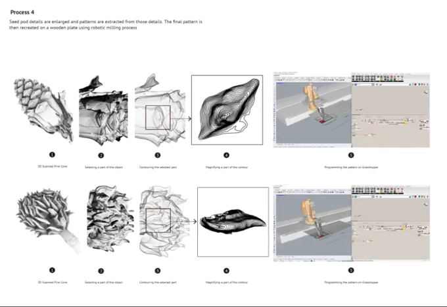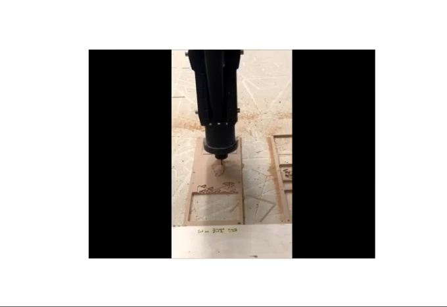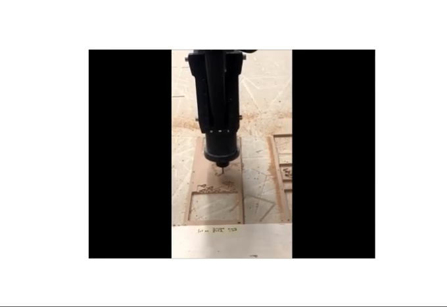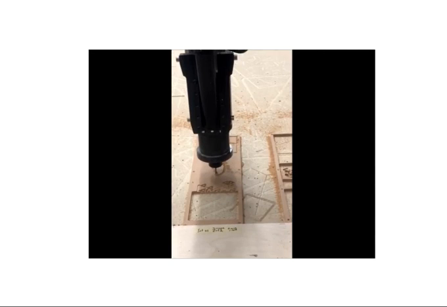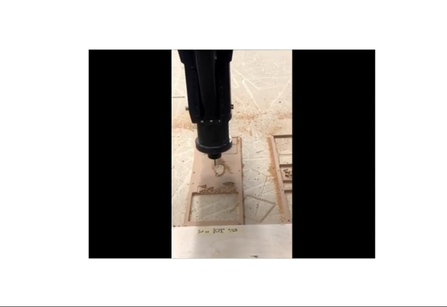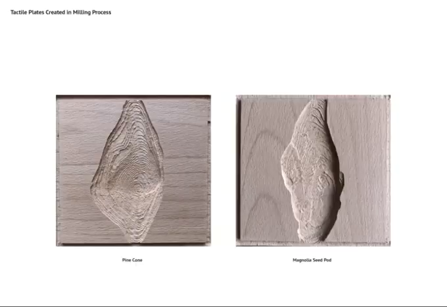The other process that we have done is the robotic milling process. The patterns are extracted from the 3D file that is made with the Einscan 3D scanner. So a part of the file is selected, contoured, and enlarged. We did this process for two categories, pinecone and magnolia seed pod.